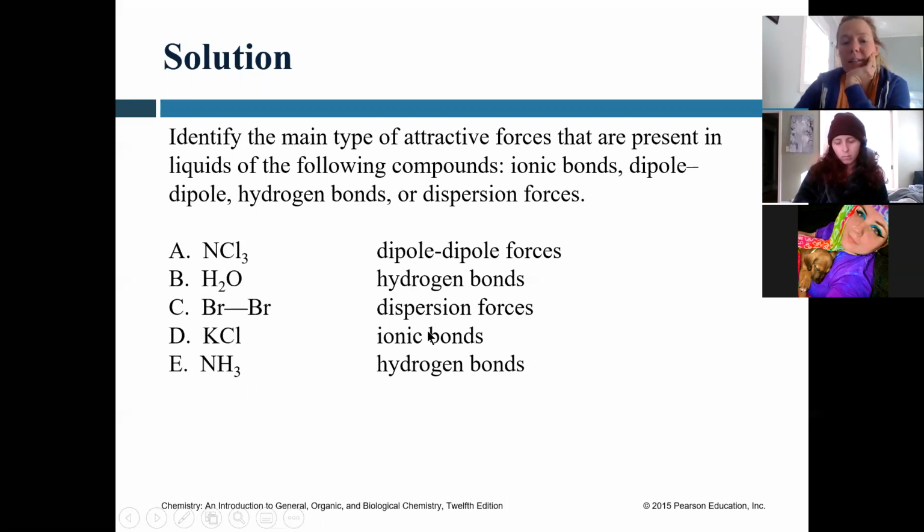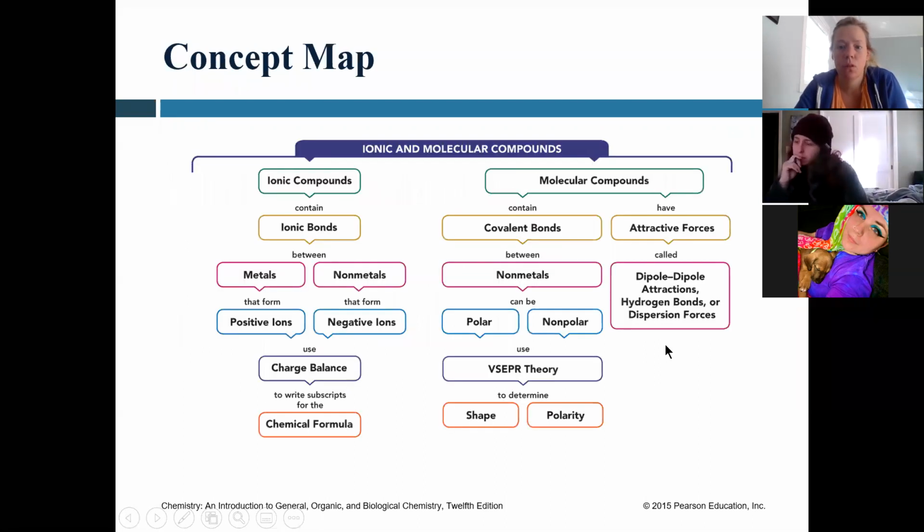KCl is ionic. It's a metal and a nonmetal. And then NH3 is hydrogen combined with nitrogen. Again, hydrogen combined with nitrogen, oxygen, or fluorine is going to give us hydrogen bonds. Those are going to be stronger than the dipole, so you will want to pull those out.